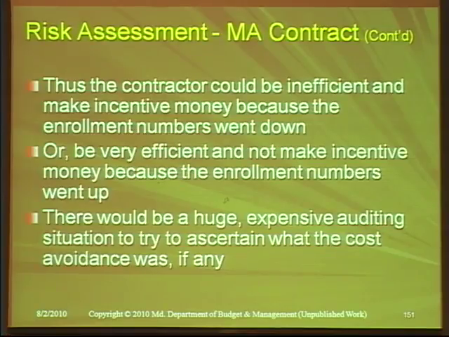So what we came up with at that time, and I'm not saying that we came up with the perfect answer, but our conclusion was, the contractor could be inefficient and make incentive money simply because the enrollment numbers went down, hence there's fewer trips. Or it could be very efficient and still the cost of transportation went up because there were more people on the rolls, or the people on the MA rolls needed more transportation than the people previously. So it did not necessarily mean the contractor was or was not being efficient solely based upon the expenses.